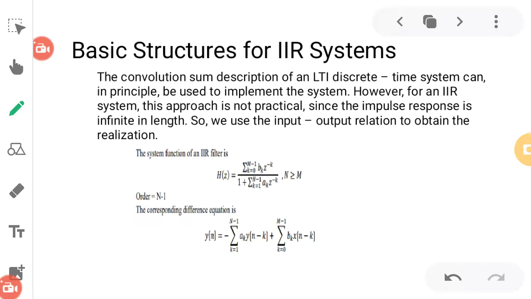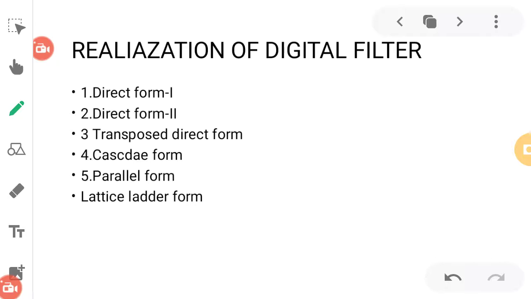Normally the system function of an IIR filter is defined as H of z is equal to sigma k equal to 0 to M of bk into z raised to minus k, divided by 1 plus sigma k is equal to 1 to N of ak into z raised to minus k, where N is greater than or equal to M. And here ak and bk are the filter coefficients. Now we will see how we realize a digital filter.